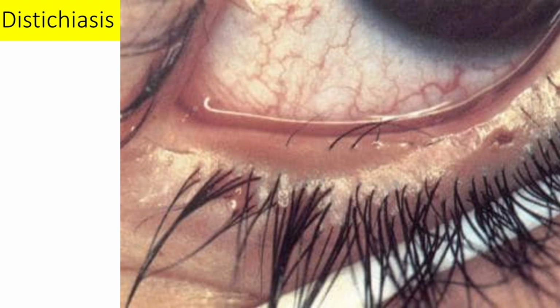Distichiasis. Distichiasis is an extra row of eyelashes in the meibomian gland area. So this is called distichiasis. Okay.